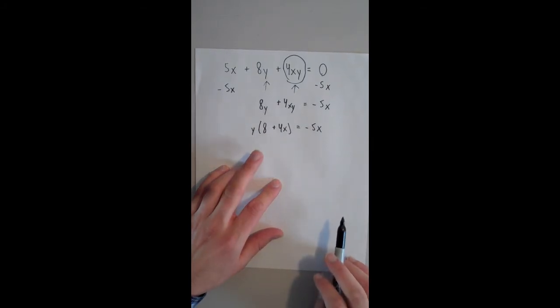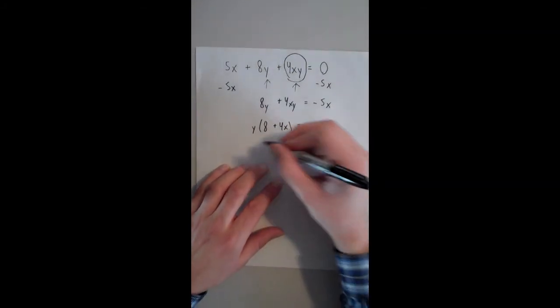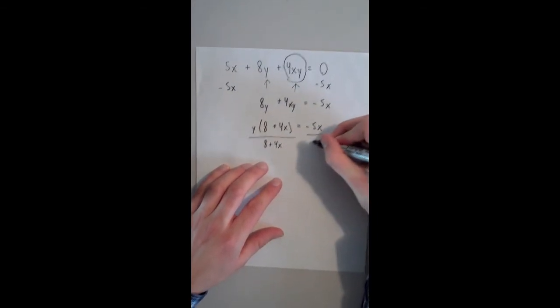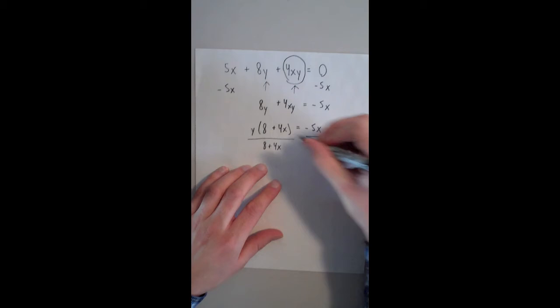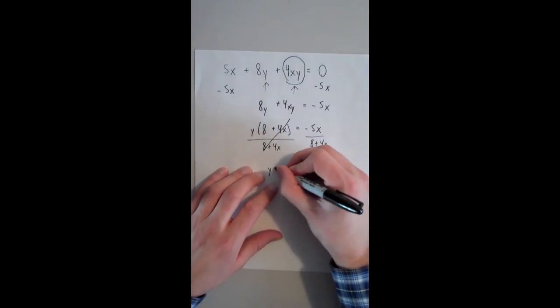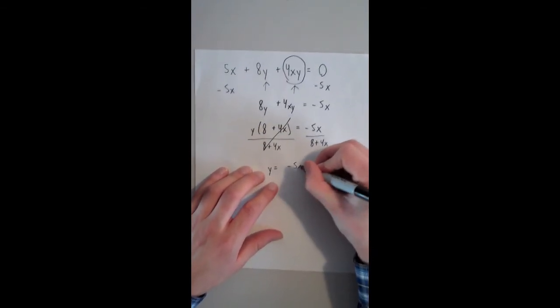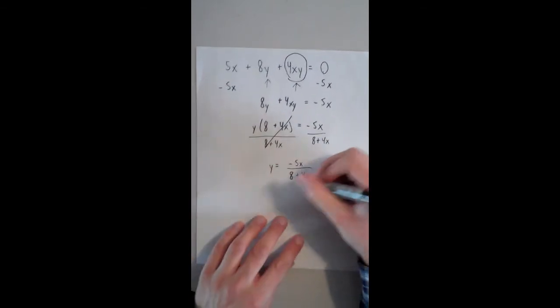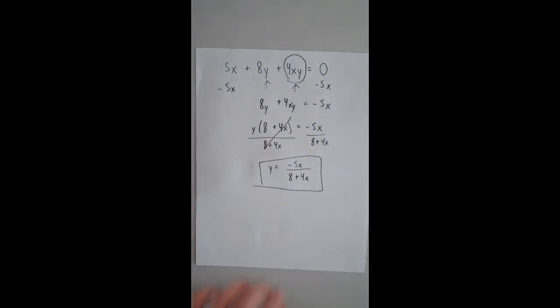So we've got this equation now, and now finally we divide both sides by 8 plus 4x. That cancels on the left, and we're left with y equals negative 5x divided by 8 plus 4x. And we've solved for y. So that's all there is to it.